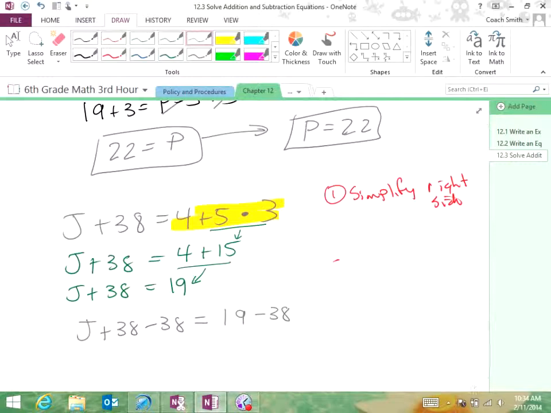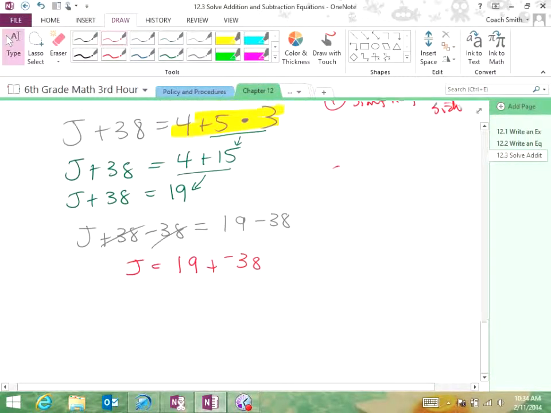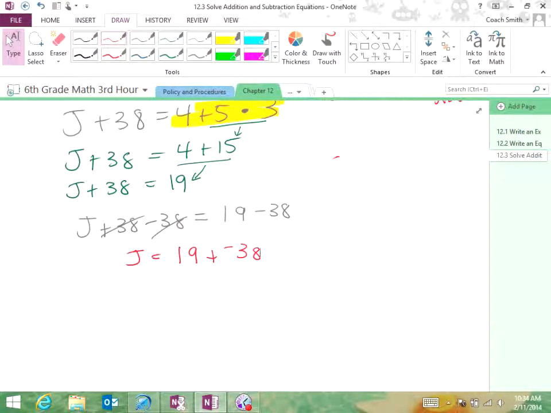Okay? Now, these two cancel, leaving me with J equal 19 plus negative 38. Because we have to follow our rules for integers. Adding and subtracting integers. You must change the addition to subtraction. That gives me J is equal to negative 19.